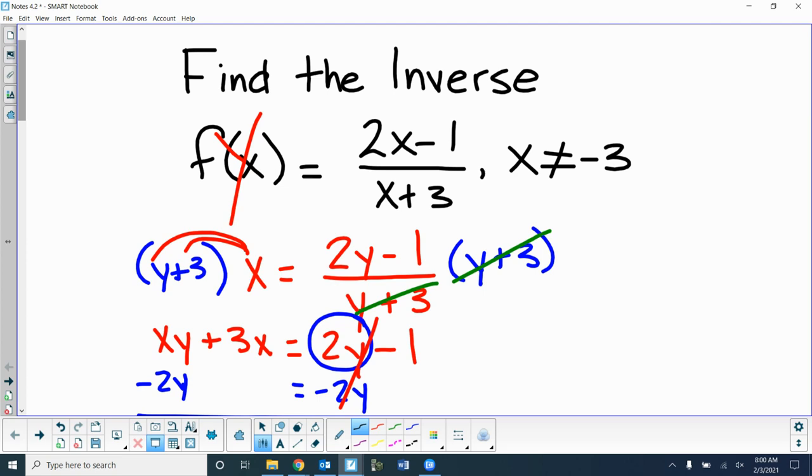37 is x over x minus 2. And x cannot be 2 for that one. And 38 is 2x over x minus 1. X cannot be 1. And then 39 is x plus 1 over 1 minus x. X cannot be 1.